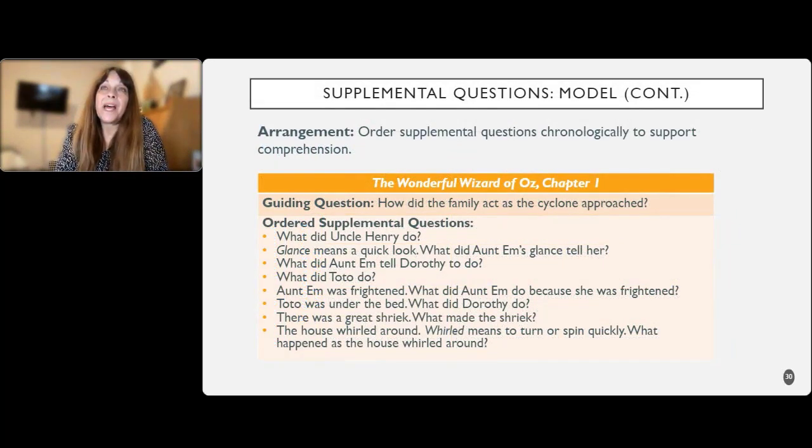This slide models how to order supplemental questions to support comprehension. We want to adjust the number of questions by considering the complexity of the text and the levels of English proficiency of the students, of course. And the questions are based on the passage that I just read. So what did Uncle Henry do? Glance means a quick look. What did Aunt Em's glance tell her? What did Aunt Em tell Dorothy to do? What did Toto do? And so on.